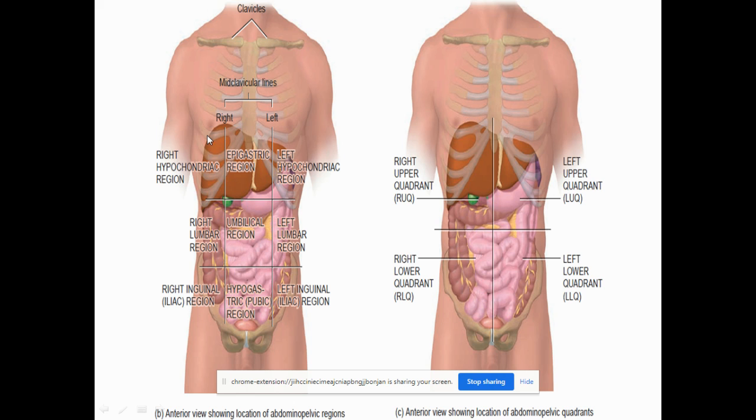Considering the quadrants, you can see here that it occupies most of the right upper quadrant, and a small portion in the left upper quadrant. As you can see from the picture, the liver has two lobes, the right lobe and the left lobe. You can see the right lobe is the bigger one compared with the left lobe.